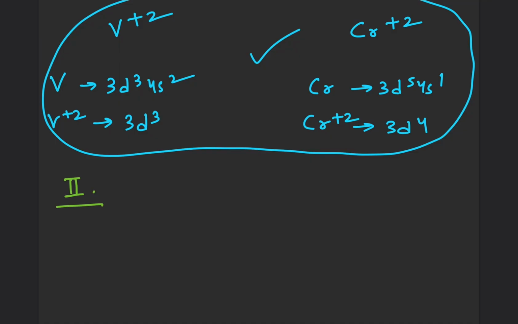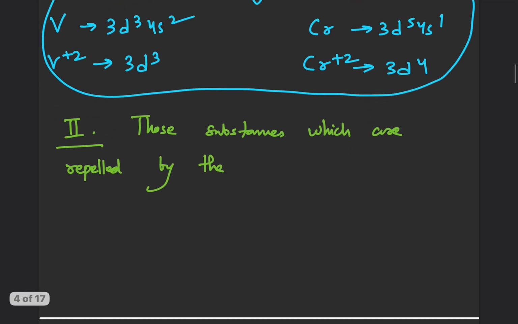So on the basis of behavior in a magnetic field, substances are classified as paramagnetic, diamagnetic, and ferromagnetic. Those substances which are repelled by the magnetic field are called diamagnetic. Okay, very important. So those substances which are repelled by the external magnetic field that we have applied, so they are known as diamagnetic.